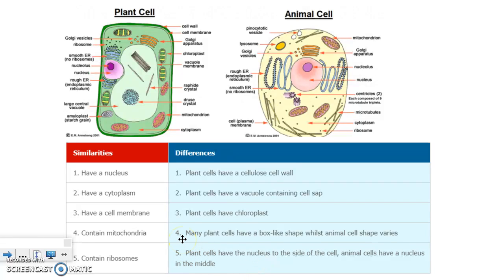And next difference is many plant cells have a box-like shape, whilst animal cell shape varies. So most plant cells have a box-like shape, kind of like a rectangular shape, so to speak. Most animal cells are kind of circular. Plant cells have the nucleus to the side of the cell. Animal cells usually have their nucleus in the middle. So most plant cells are to the side here, and most animal cells are in the middle of the cell. So that's about it for these structural differences.